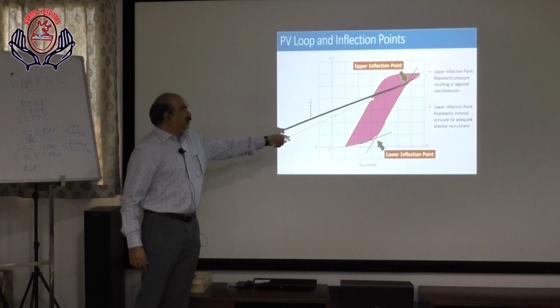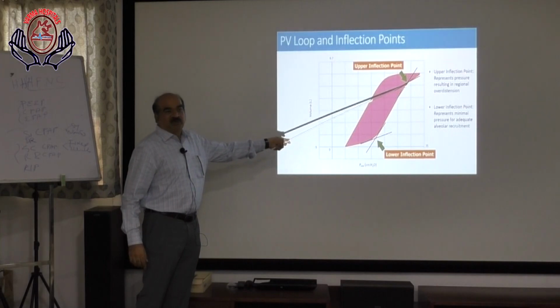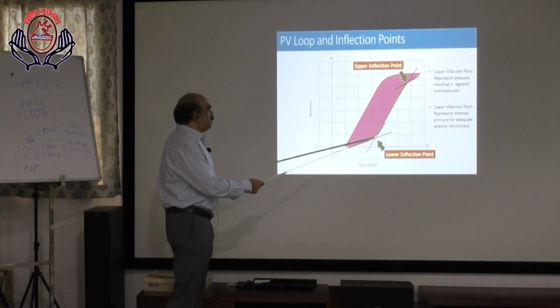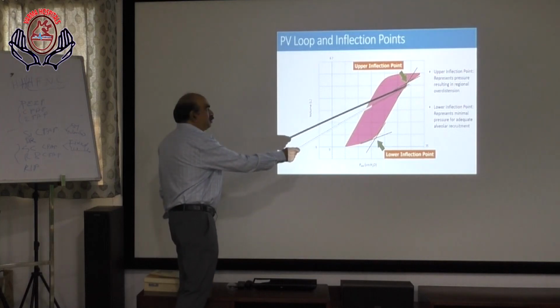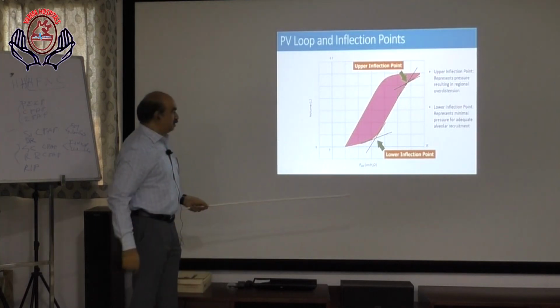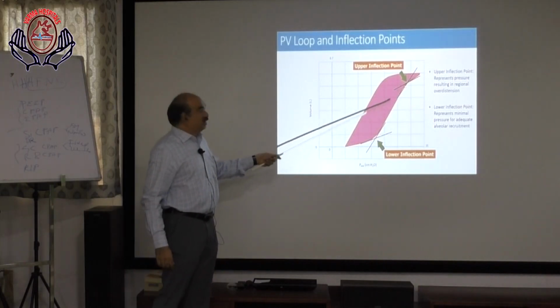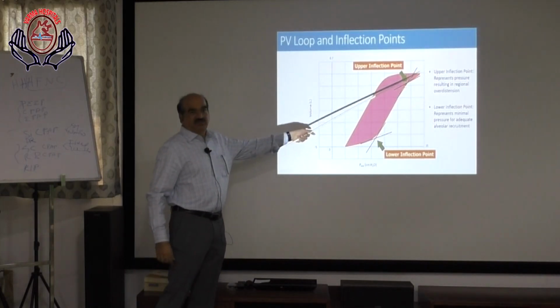We should look for the upper inflection point. If our upper inflection point is 20, we should maintain CPAP below 20. So optimal CPAP is between the lower inflection point and upper inflection point. This is the atelectatic zone. This is the safe zone for CPAP. This is the overdistension zone.